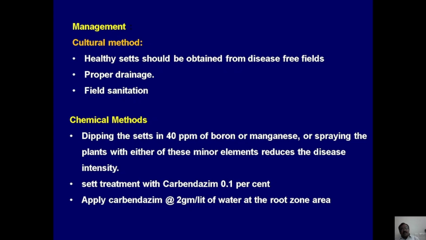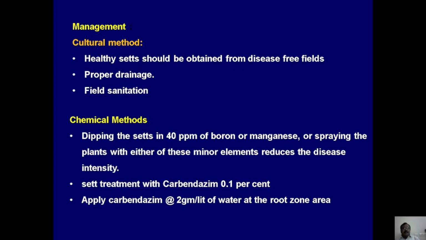What do you mean by field sanitation? Removal and destruction of the residues of the previous crop. Mostly sugarcane is grown year after year, and most probably the previous crop would also be sugarcane, and those infected plant debris have to be removed from the field to avoid the initiation of the disease.